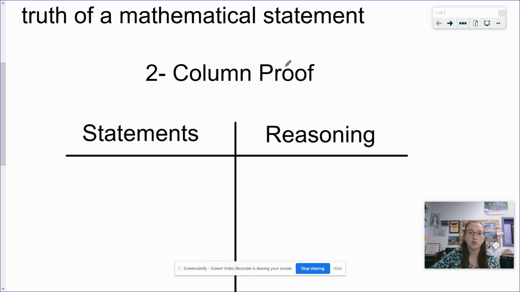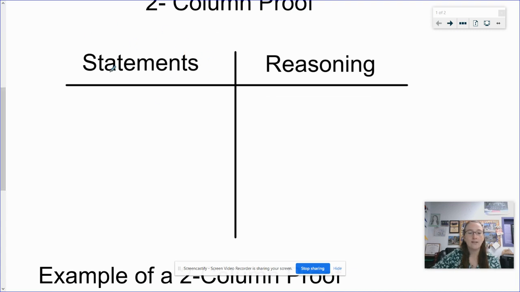We use what's called a two-column proof, and this is what it looks like. On one side, you have statements, just saying this thing is true, but you have to give a reason, right? In the real world, if you say something, you better be able to back it up. You can't just say, oh, the sky is pink, the sky is green. People are going to look up and be like, no, it's not, it's blue. And you're going to be like, well, okay, I don't have any reason to back it up. So what we do is we put a statement here, and then we put the reason why it is true.